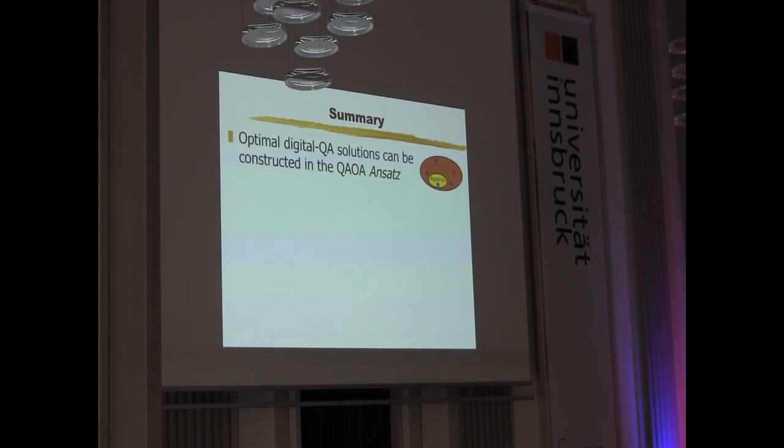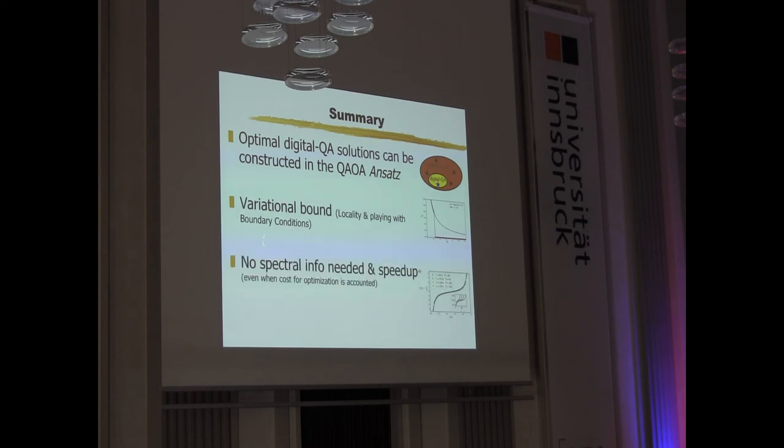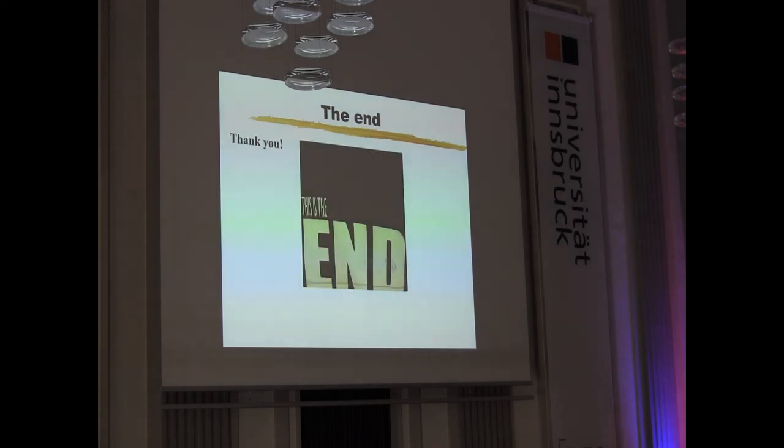Okay? So, summary. I explained to you that you can construct optimal digital quantum annealing solutions which somehow respect the QAOA answers but are actually, in fact, better in computational cost. I have explained to you how to construct variational bounds where locality and boundary conditions play a nice role, and there is no spectral information needed in this optimization, and there is some speed up, okay? And this is the schedule that we have obtained. And with that, I would thank you, and I end my discussion here. Thank you.